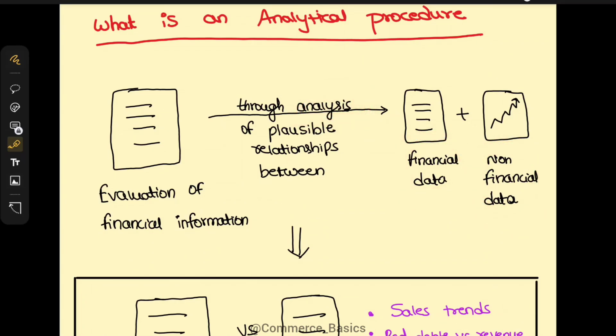What we are analyzing in these two things is to find any plausible relationships. Plausible relationship means any kind of useful relationship. If there are any meaningless relationships, we are not going to consider that. So when we are understanding any financial information with other financial or non-financial information, if there are any useful relationships, we're going to consider that and take those results. So that is an analytical procedure: understanding financial information by using other financial or non-financial data, by developing some meaningful relationships between them.